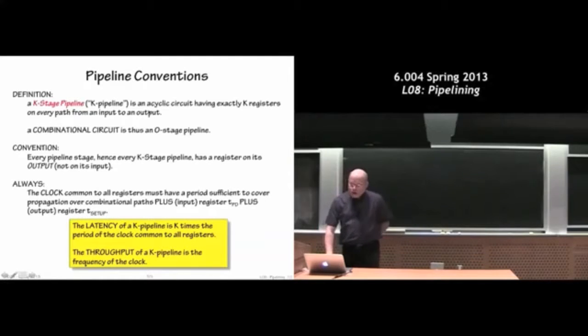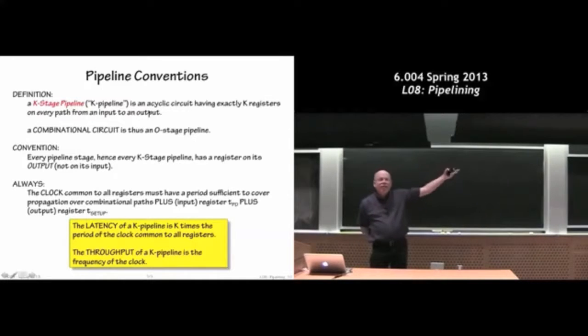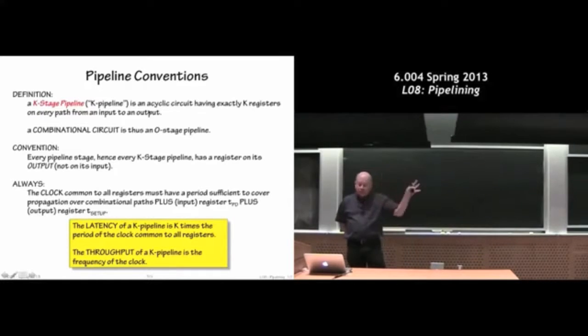Okay, so let's just introduce some terminology so that we're all clear. We're going to talk about a K-stage pipeline. A K-stage pipeline is an acyclic circuit, so we're not going to talk about cycles in the graph. Inputs flow across the pipe in one end and out the other, and we're not going to, at this stage, deal with complications when there's feedback from a later pipeline stage to an earlier one. So it's an acyclic circuit, and it has exactly K registers on every path from input to output, so that you can just count them.